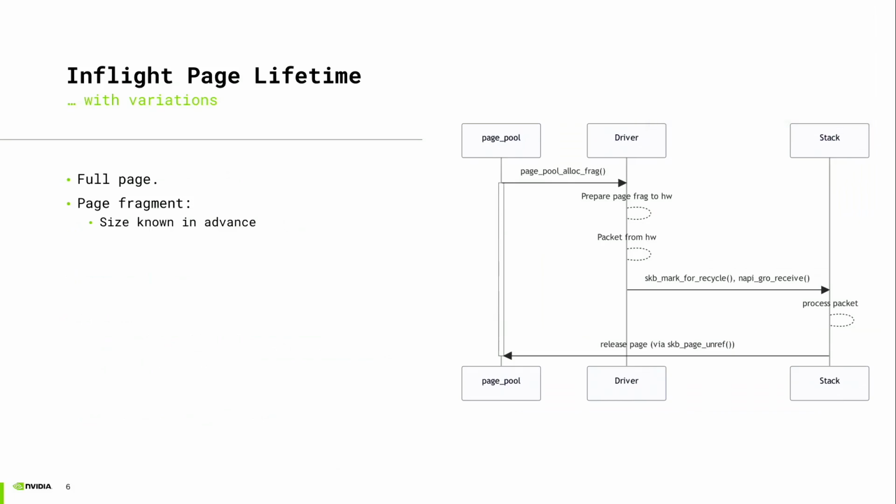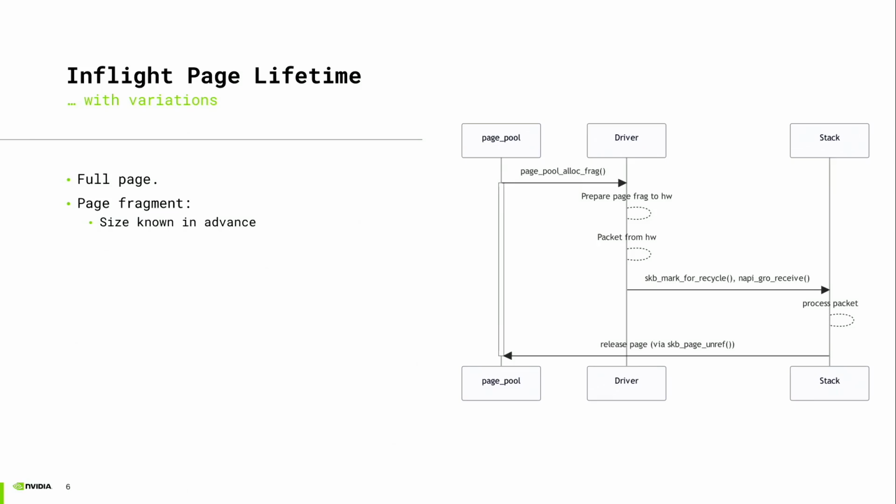Okay, so let's discuss a bit more about the page lifetime. As I was saying, you have the flow here. The driver allocates a page. It takes this page or a page fragment, it can be both. Something will happen in the driver. The driver will post this buffer to hardware.